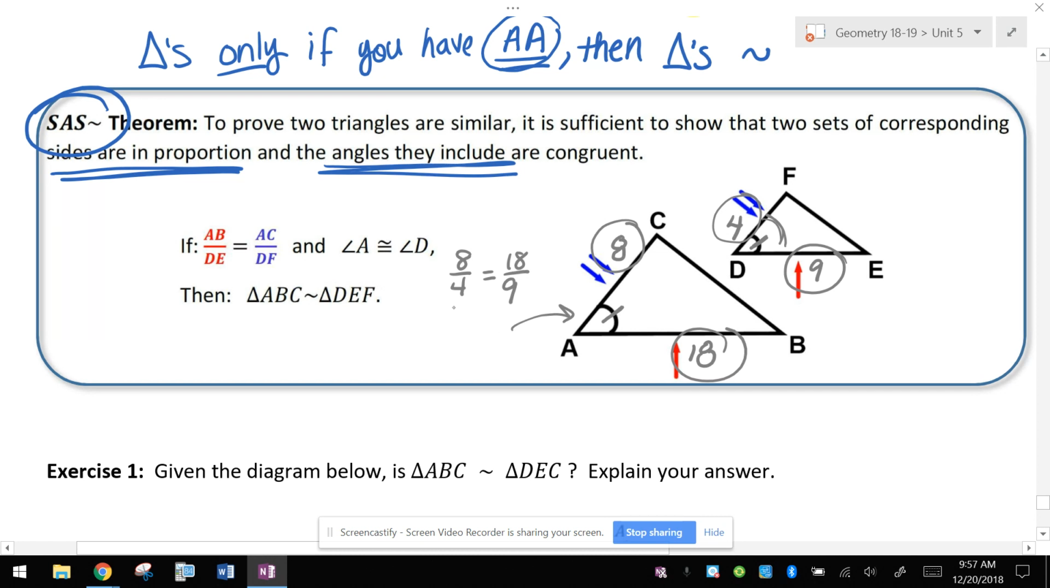Well, let's check. 8 divided by 4 is 2. 18 divided by 9 is 2. Yeah, those sides both got doubled, so I kept the same angle and I doubled the two important sides. Therefore, this is SAS similarity.